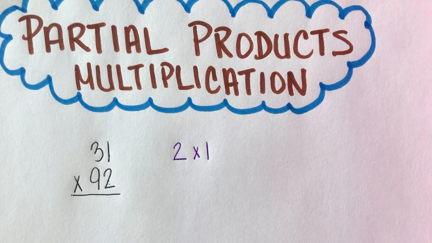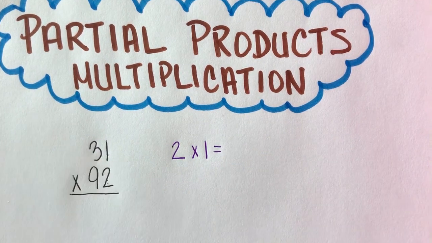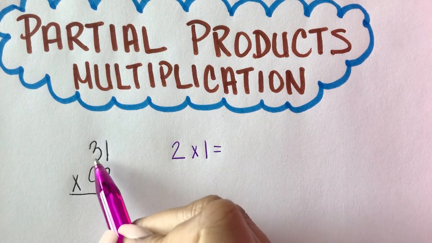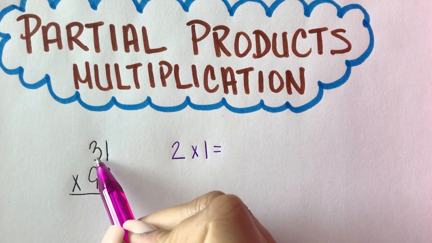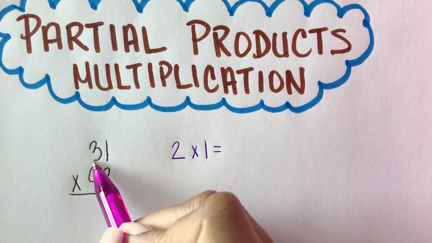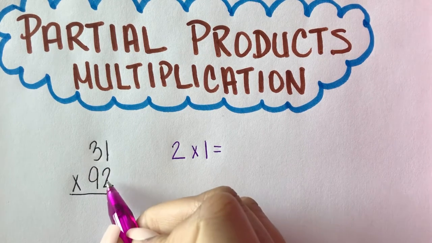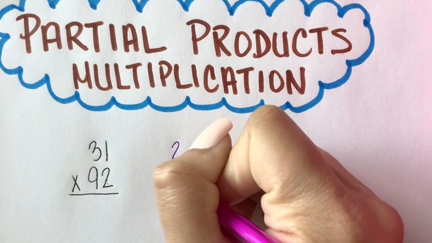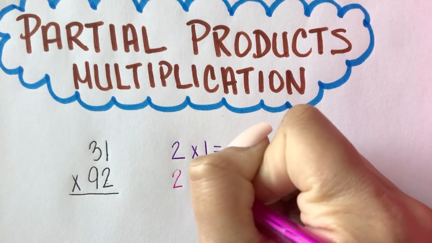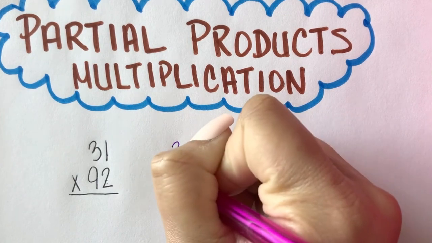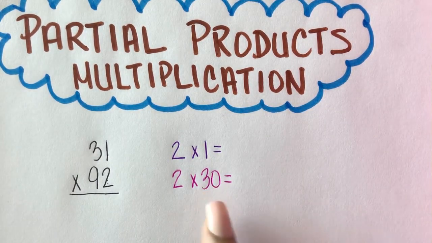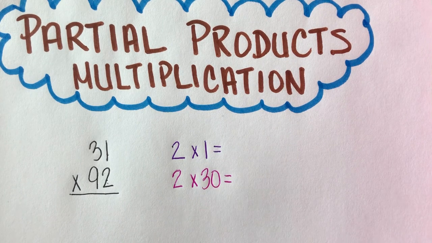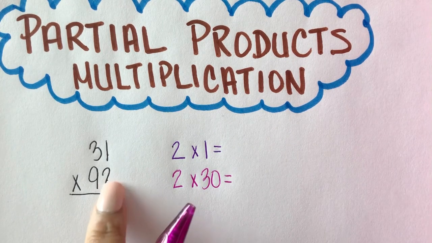Then we are going to multiply the 2 times this 3 up here. But we're not going to multiply 2 times 3, and the reason is because this 3 is in the tens place. A 3 in the tens place makes it a 30. So we're going to multiply this 2 in the ones place times the 3 in the tens place. So that is 2 times 30. So far we're going to end up with 2 partial products. Now we are done multiplying with the 2.